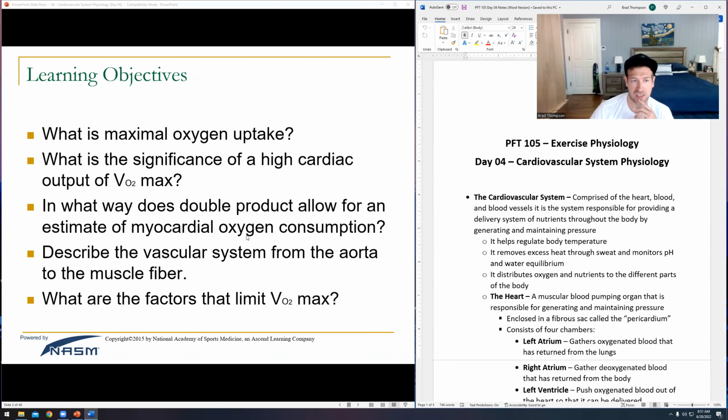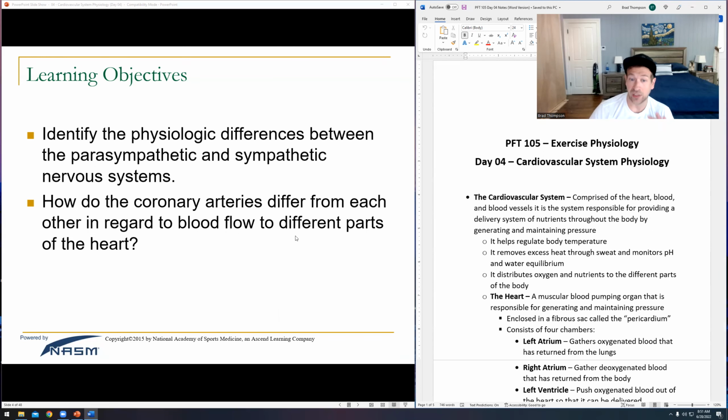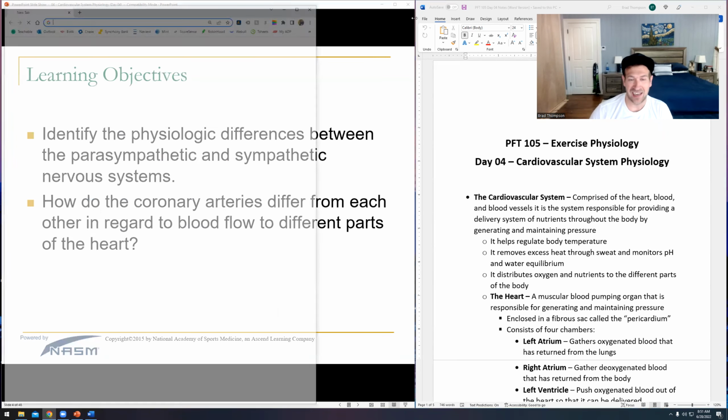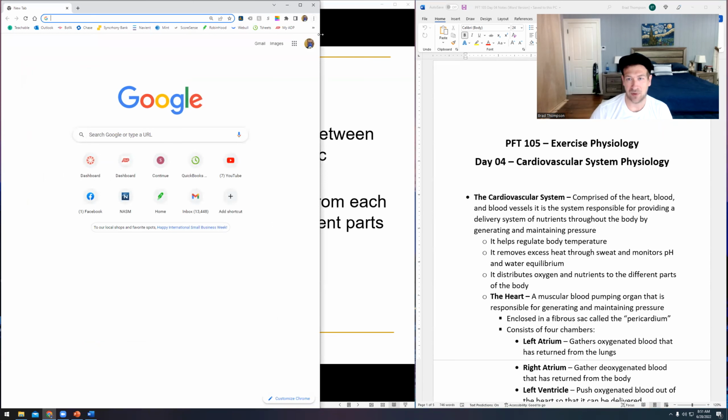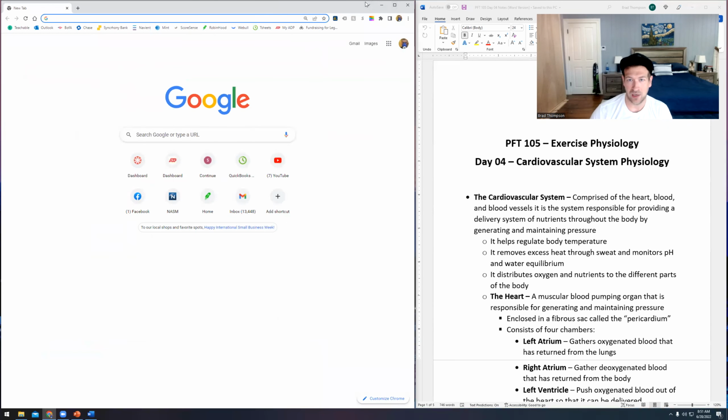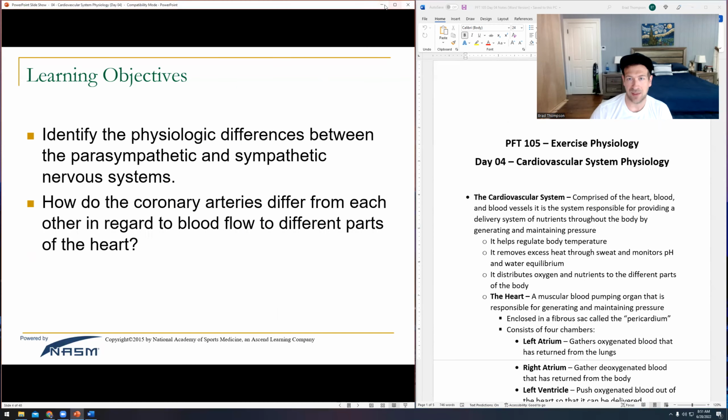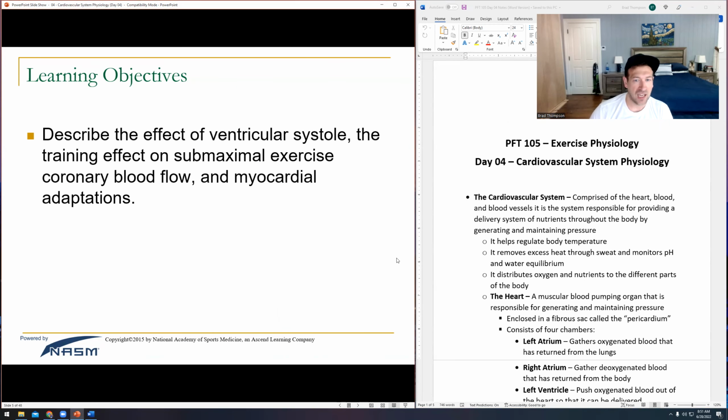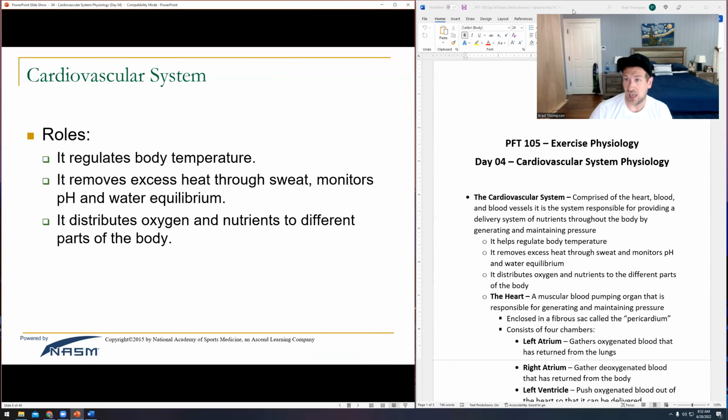VO2 max is one of my favorite topics just because it's a really great way to directly measure how cardiovascularly fit somebody is. There are all kinds of VO2 testing protocols out there, so we'll watch a little bit of one so we can understand a little bit about that today. And then we want to talk a little bit about the anatomy too. We've got to understand the different chambers of the heart. We've got to talk about systole and diastole and how blood pressure works.